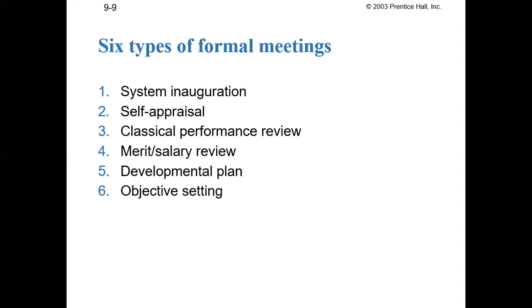Now, there are 6 types of formal meetings that you can have. Okay, it doesn't mean that this happens everywhere, but these are the ideal things that can go on, or meetings that can help really improve appraisal. Number 1 is the system inauguration. So it's like introducing the appraisal system to the employees. It can be one-on-one, or it can be an organization too. The HR department can meet the organization and introduce to them the system of appraisal that they want to use.